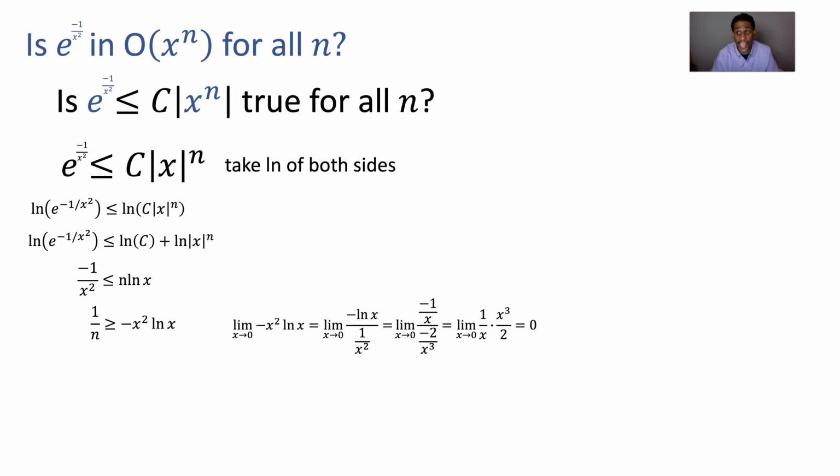So what we're saying is that as x goes to 0, yes, this is true. 1 over n is definitely greater than or equal to 0. We're talking about, for all n, these powers on x. And all of these steps are reversible. So if this is always true for n, all the other steps can be reversed. Yes, it is true that the inequality holds. Yes, it is true that e to the negative 1 over x squared is in big O of x to the n.